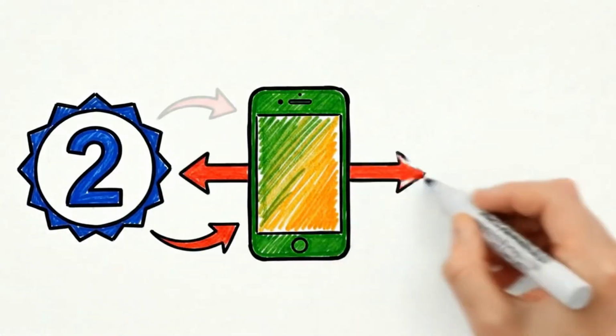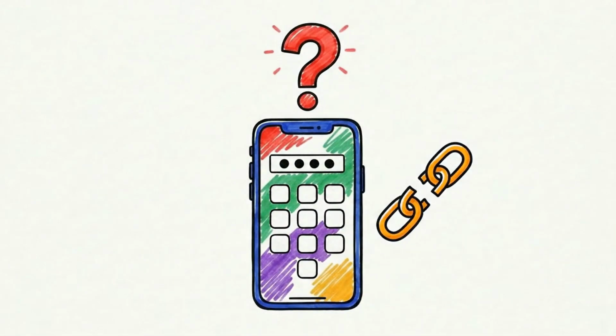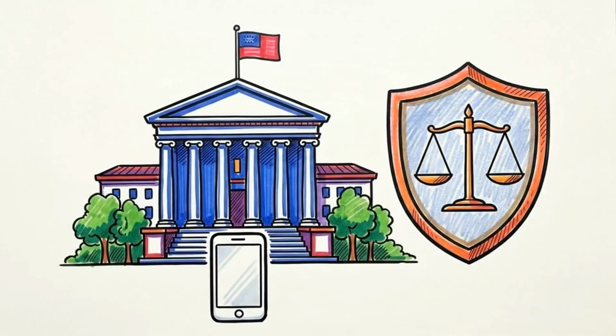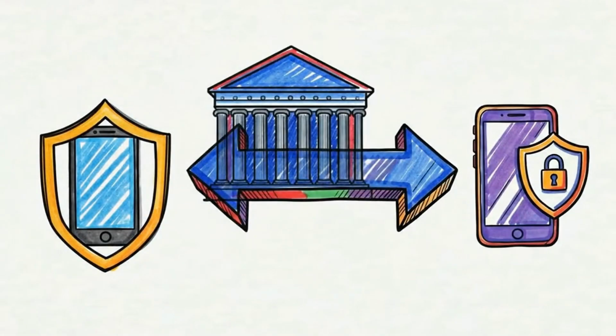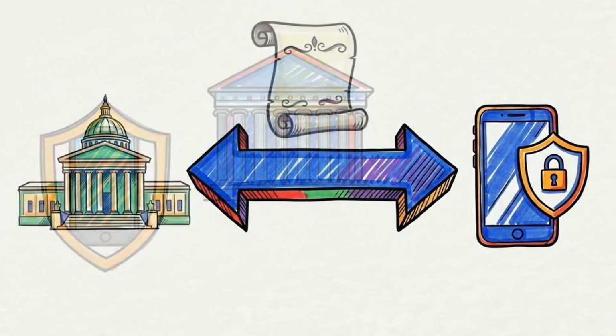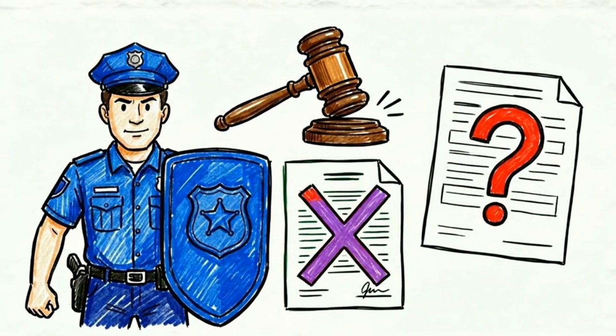Number 2, and this is the one I told you to stay for. Using Face ID or fingerprint as your phone security, with no real backup passcode behind it. Here is what almost nobody explains clearly. Under the Fifth Amendment, the law generally treats your passcode as something you know. And the Supreme Court's Riley decision in 2014 confirmed that the contents of your phone are protected by the Fourth Amendment, requiring a warrant for police to search them.